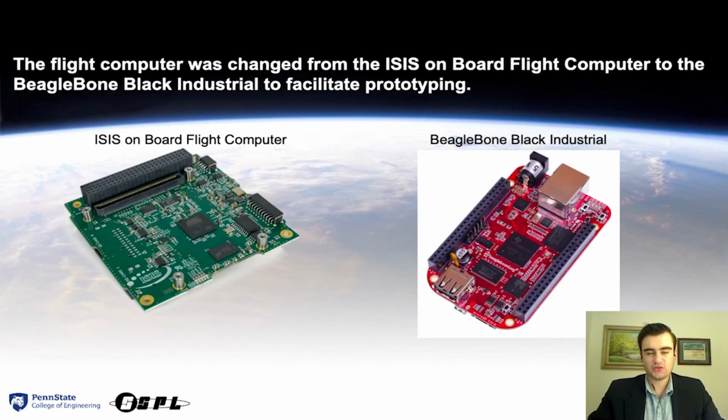Our final change was using the BeagleBone Black Industrial as opposed to the proposed Isis onboard flight computer. This decision was made in part due to the long lead times on delivery of the Isis as opposed to the much more readily available BeagleBone. This allowed us to move more early into the prototyping phase during our development. While the BeagleBone is somewhat less robust than the Isis, it still has a history of space heritage and allowed us to fully test our code and computer functionality.